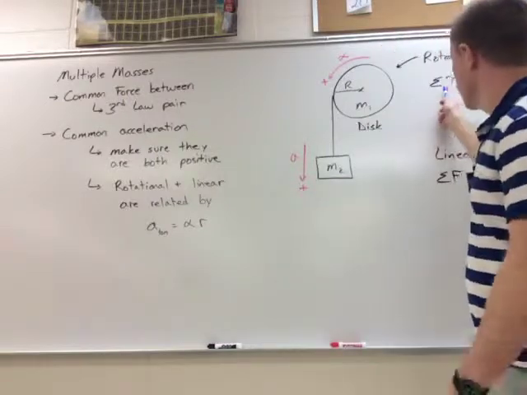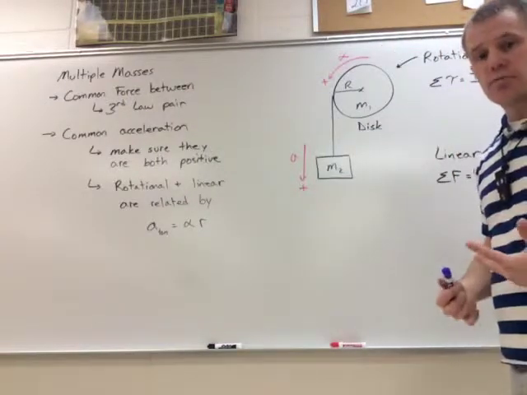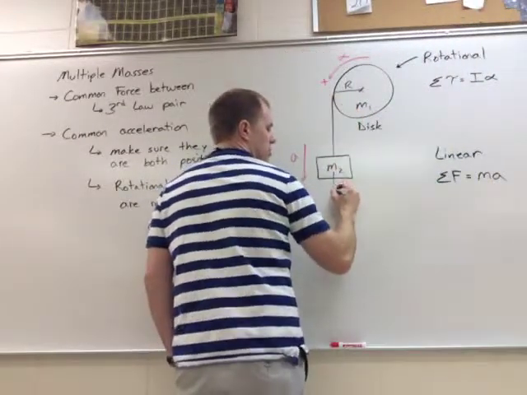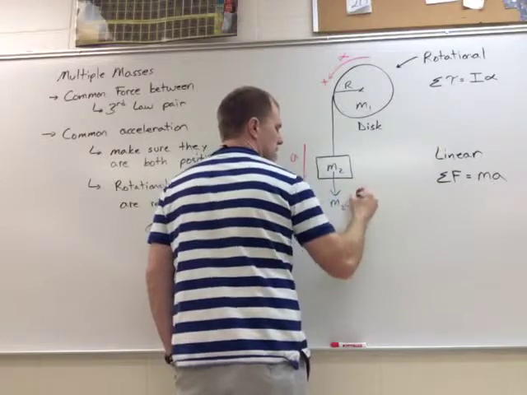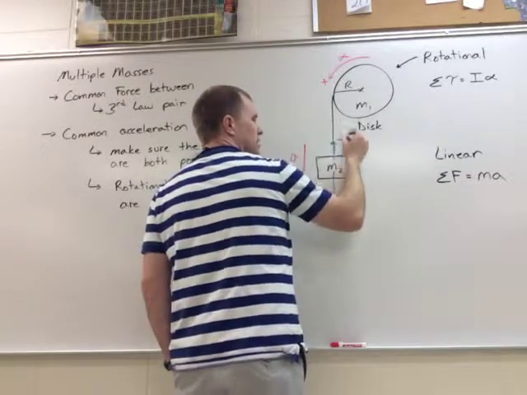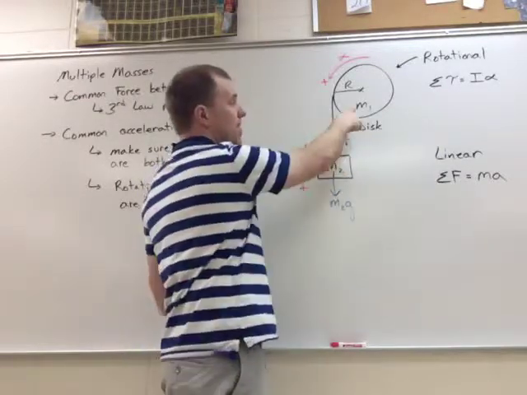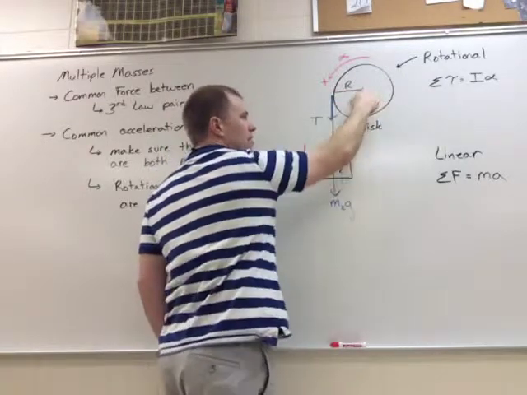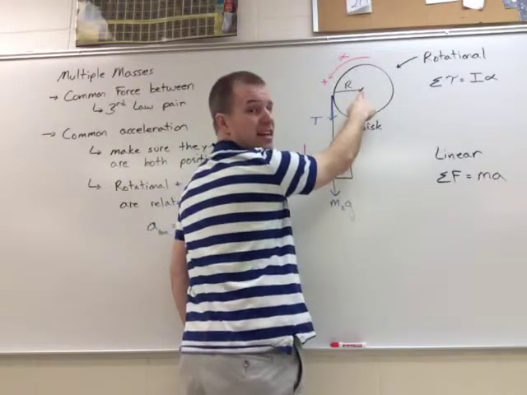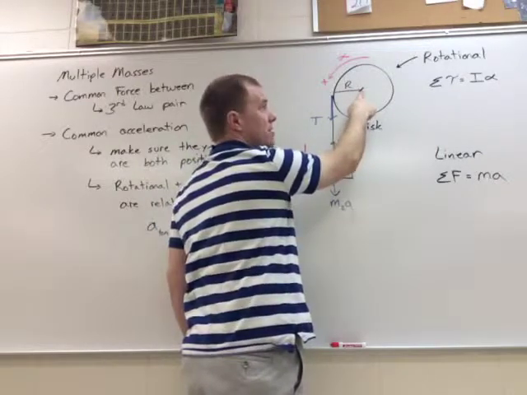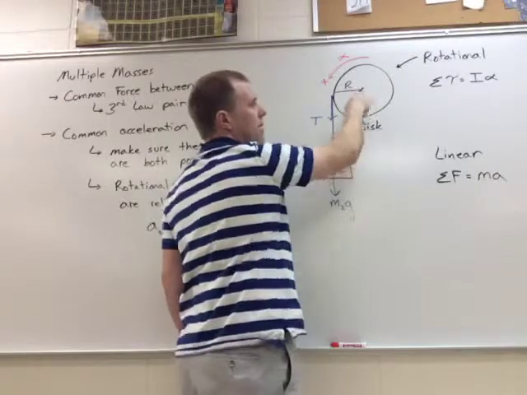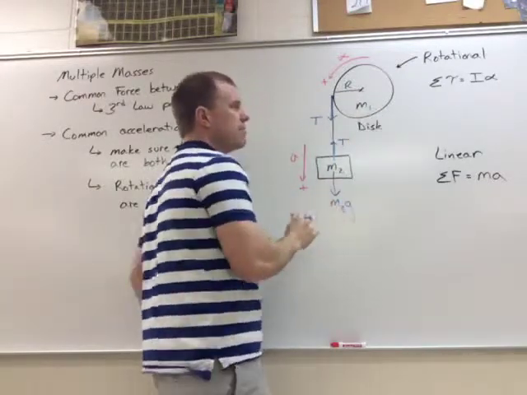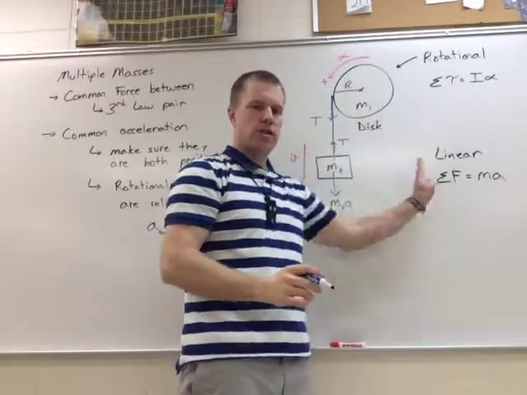Now, because I'm summing up torques and summing up forces, I need to draw some free body diagrams. So let's start there. Acting on M2, there's gravity, so M2G. There's also tension in the string pulling up. For my disk, I have tension pulling down on this edge. I also have gravity acting down from the center, but because the axis of rotation is at the center, that force from gravity won't produce any torques.